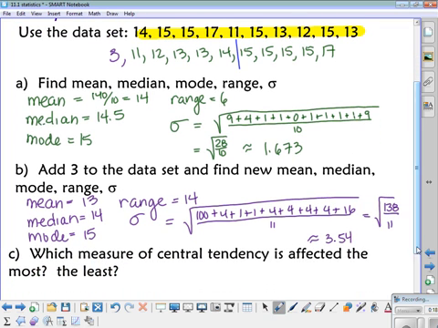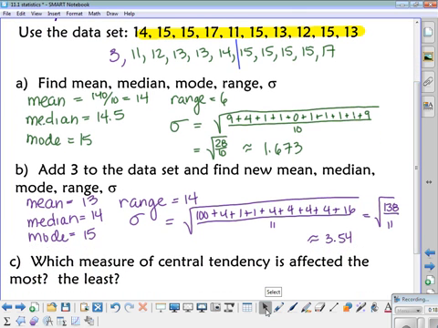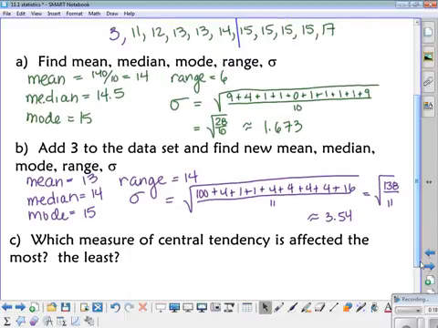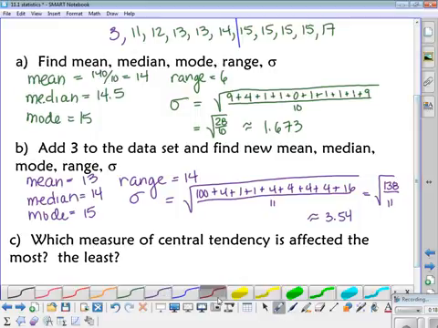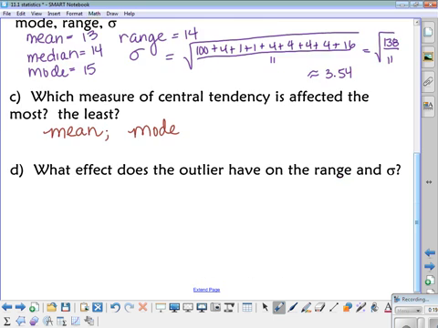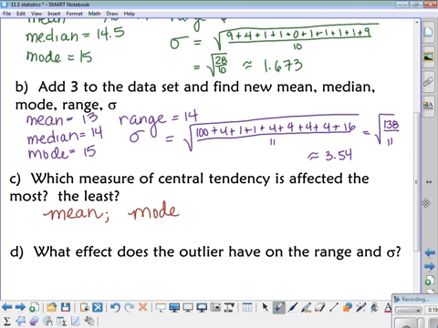Okay, so which measure of central tendency was affected the most? Those are just mean, median, mode. Which one was affected the most? Mean, median, or mode? The mean was affected the most, yes. And which one was affected the least? Did the mode change at all? No, the mode didn't change at all. So the mode's affected the least. Basically, unless I add a whole bunch of outliers that are the same thing, my mode's going to still be the same thing. All right, what about what effect did the outlier have on the range and the standard deviation?